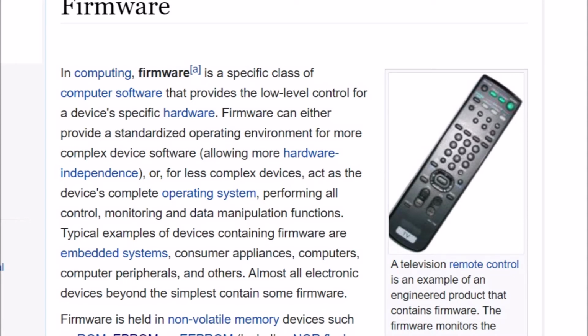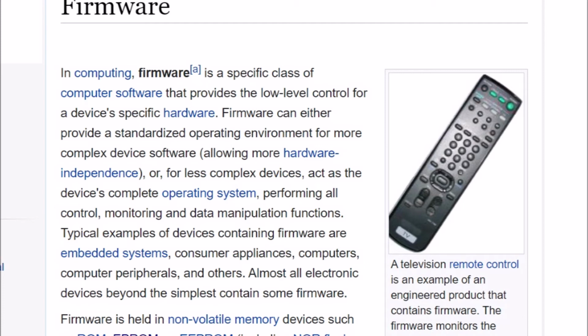Firmware. In computing, firmware is a specific class of computer software that provides the low-level control for a device's specific hardware. Firmware can either provide a standardized operating environment for more complex device software, allowing more hardware independence, or, for less complex devices, act as the device's complete operating system, performing all control, monitoring and data manipulation functions. Typical examples of devices containing firmware are embedded systems, consumer appliances, computers, computer peripherals, and others. Almost all electronic devices beyond the simplest contain some firmware.